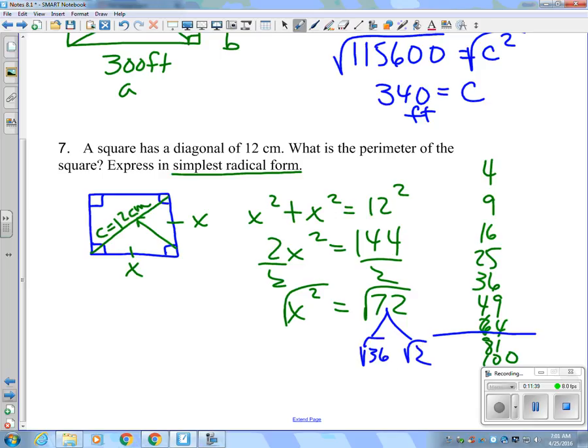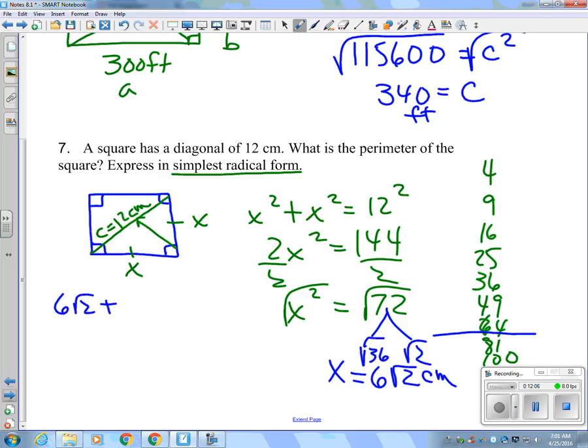36 and 2. So the square root of 36 is 6, and the square root of 2 I don't know. So that tells me that that's how many centimeters I needed. Now, normally in a word problem they ask you to give more of an exact answer as a decimal instead of this, but they wanted me to find the perimeter. So there are 4 sides.